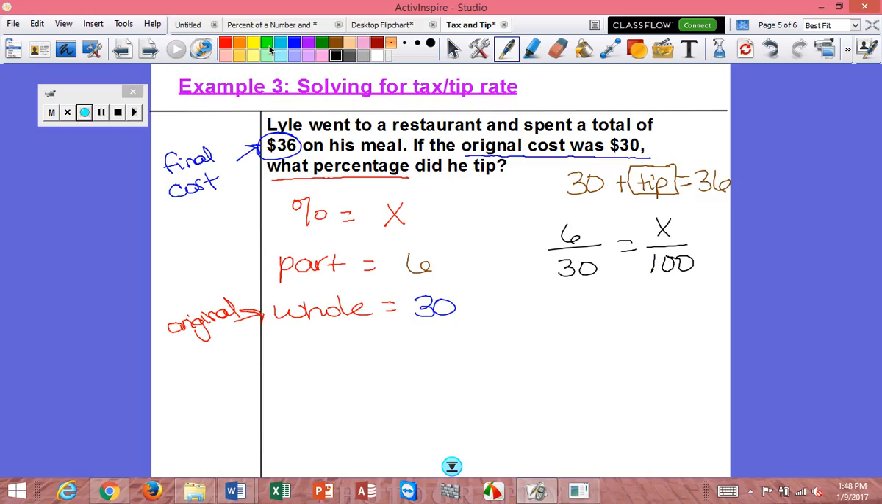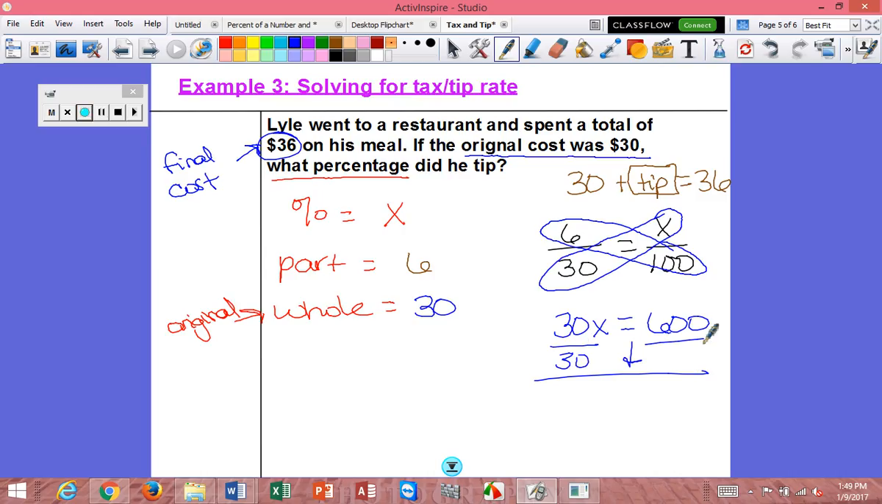Okay, so now we're going to cross multiply. Okay, so 30 times x, 30x, and 6 times 100 is 600. Now we're going to divide each side by 30. Okay, we can cancel our zeros here on top and bottom, and then 60 divided by 3 would be 20. So that means that this person tipped 20%.